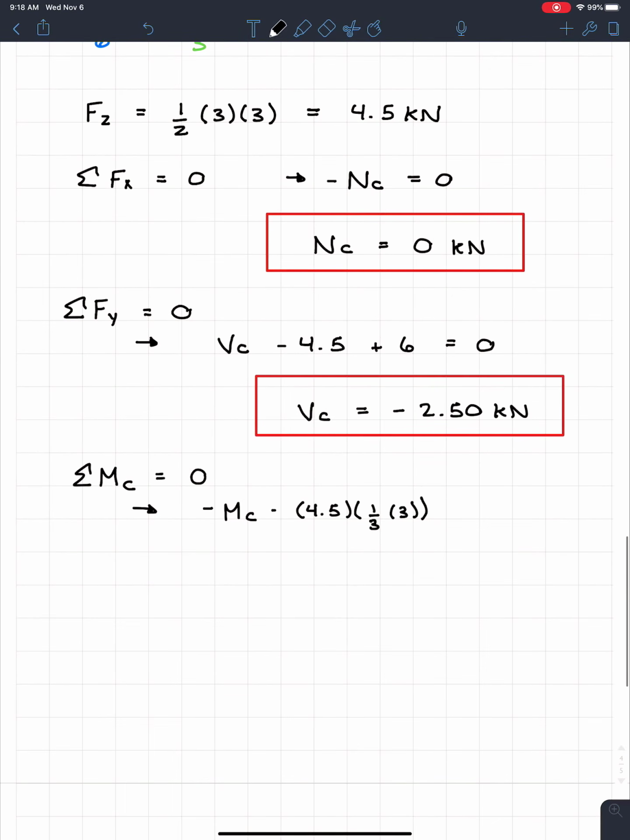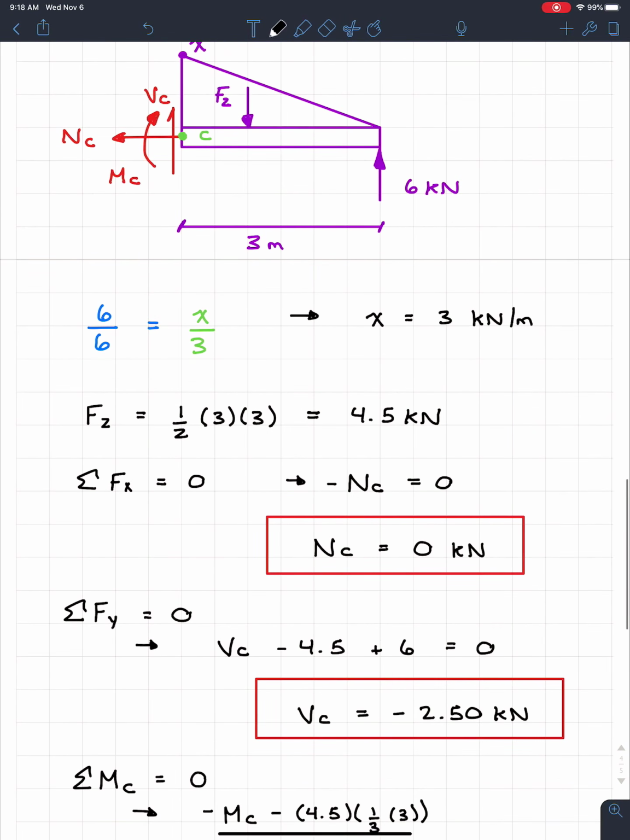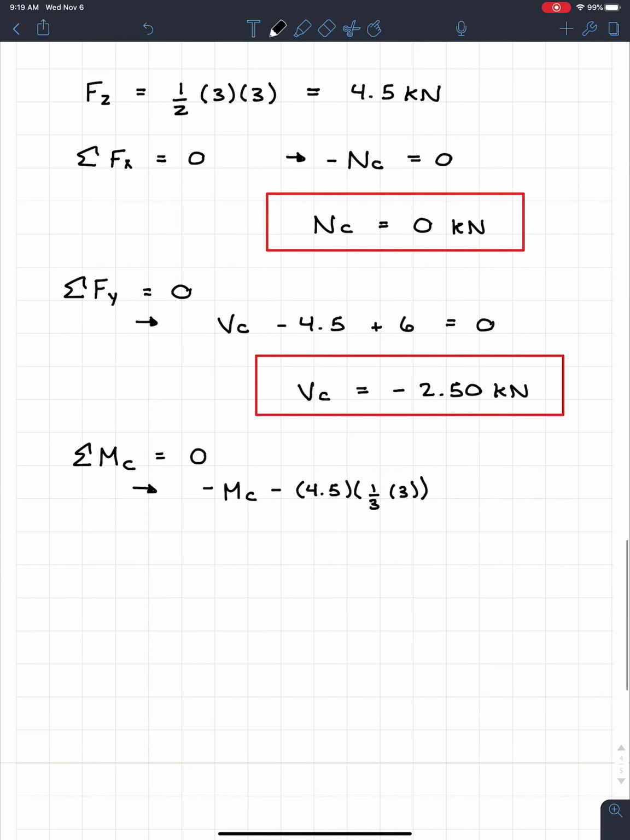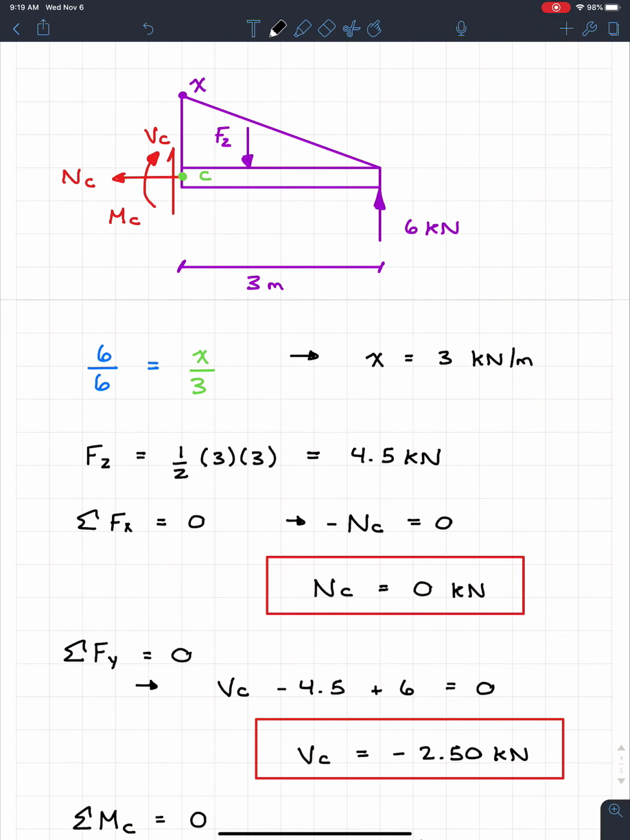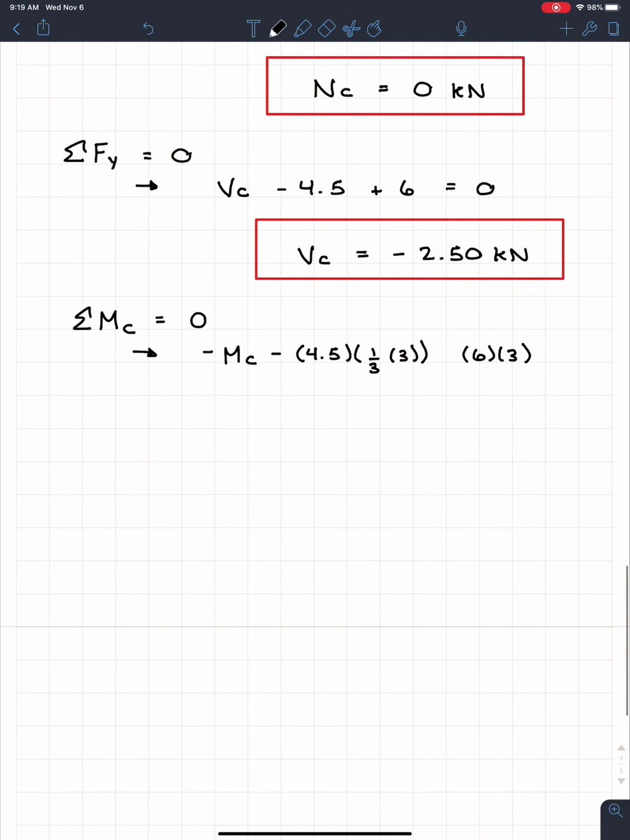So this will also be negative. And finally, we got BY at the end, which we know is 6. And it acts at a distance of 3 meters. However, this one will start to create a counterclockwise rotation. So in this case, this side's going to be plus. And then everything must equal 0. And then I can solve for everything. I find that MC is going to be equal to 13.5 kilonewtons times meters.